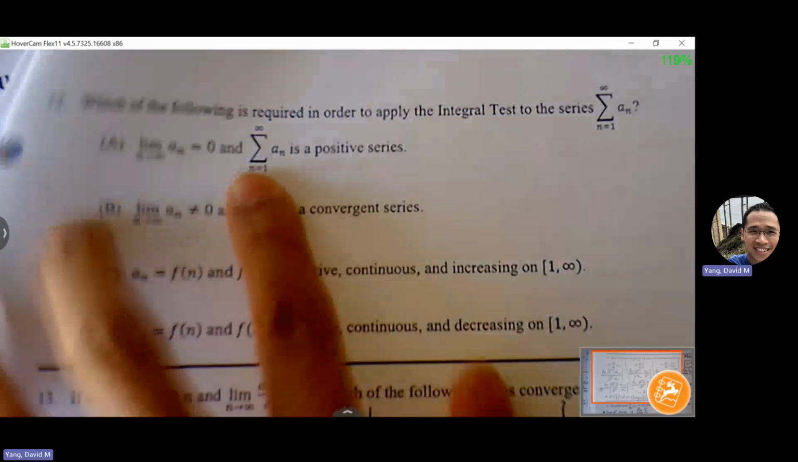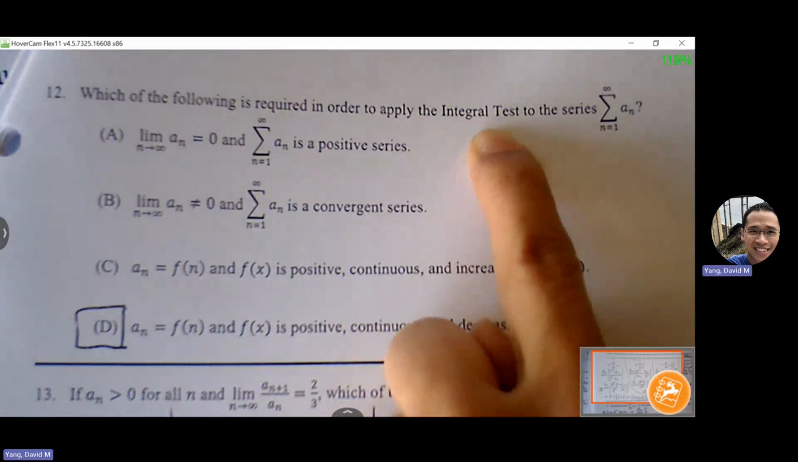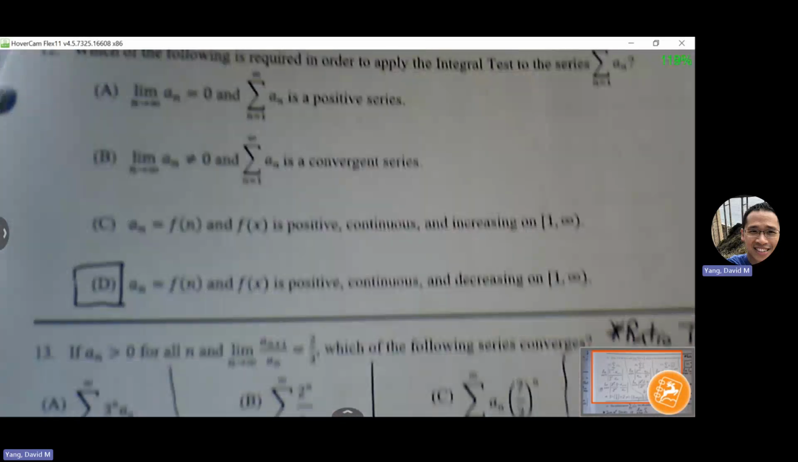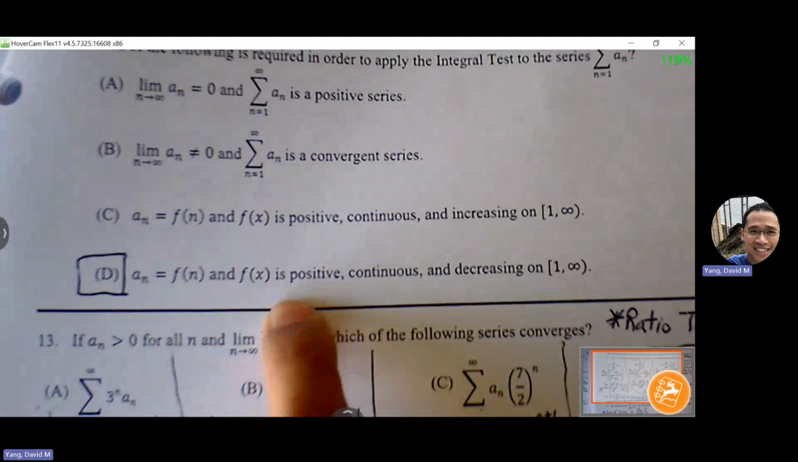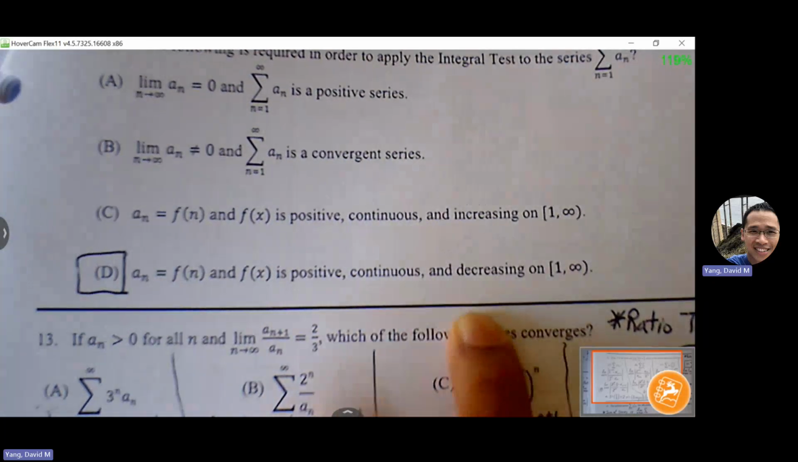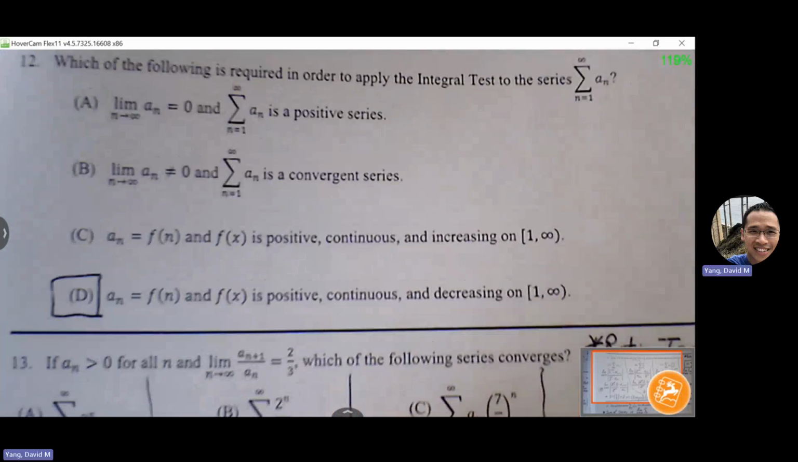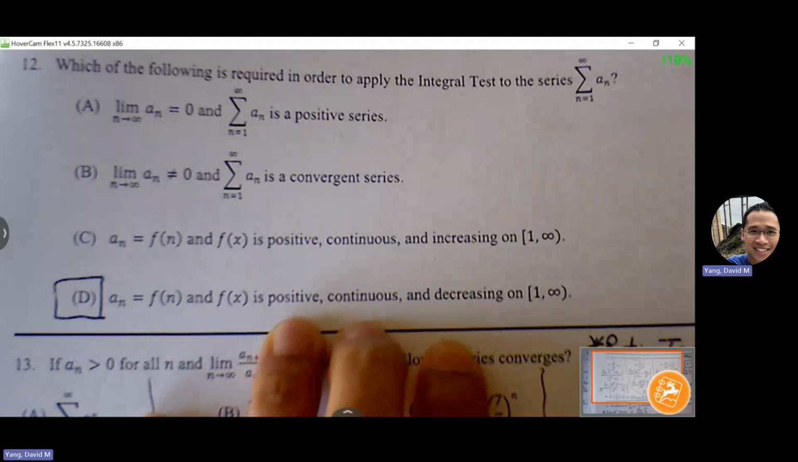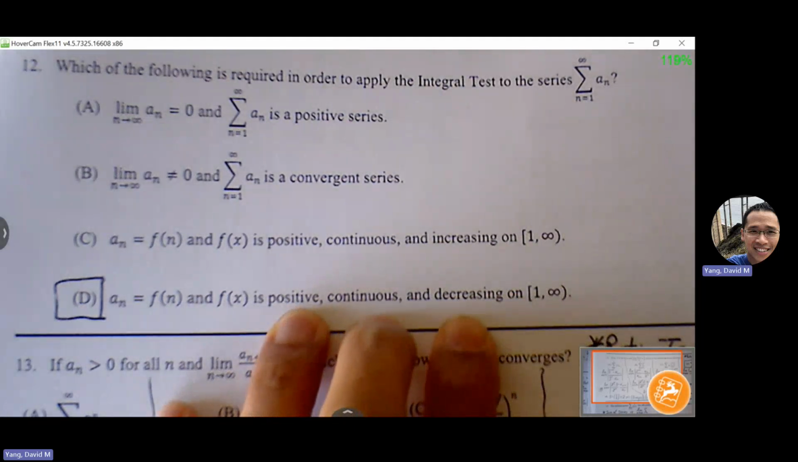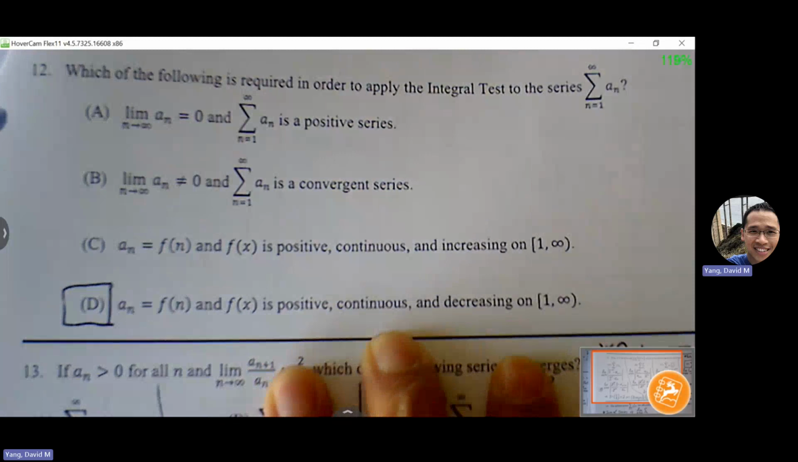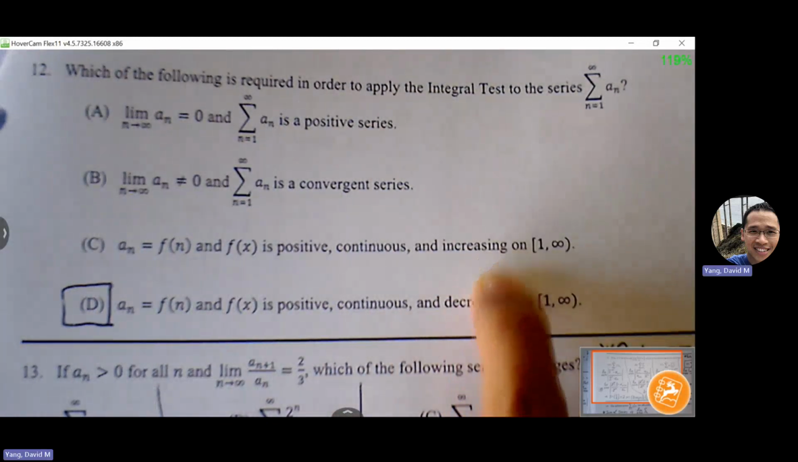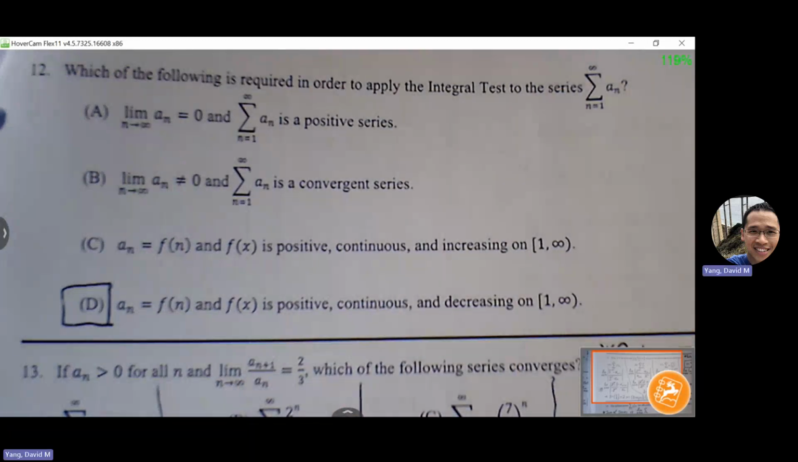This one here. So it says, which of the following is required to apply the integral test? The integral test has 3 conditions, and those 3 conditions are that it's positive, continuous, and decreasing. The 1 to infinity is just because we're starting at 1. That's why that indication is there, but it's really just positive, continuous, decreasing. So that's why decreasing and not increasing. That's just part of our conditions for the integral test.